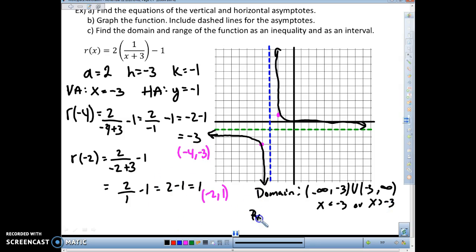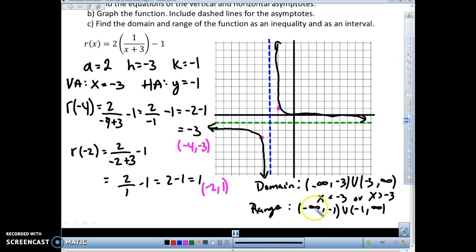Range, those are my y values. The range, my function exists all the way from -infinity all the way to my horizontal asymptote located at -1, union -1 all the way to infinity and beyond. And then my inequality notation, y is less than -1, or y is greater than -1, include my or. Okay, so those are a couple of examples on graphing simple rational functions using transformations.